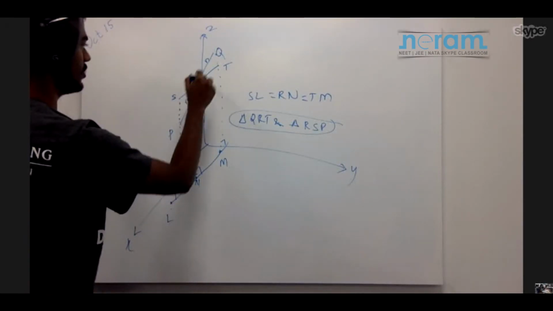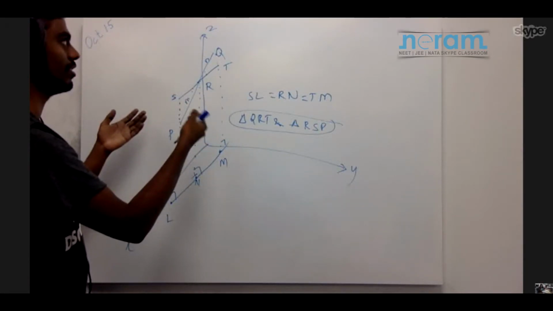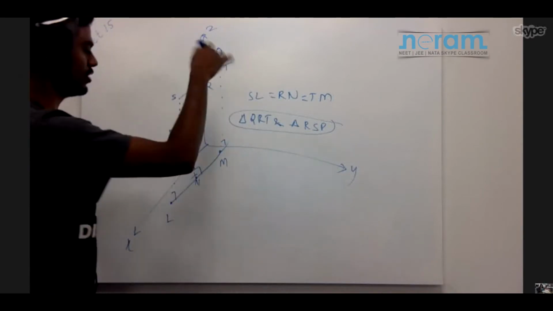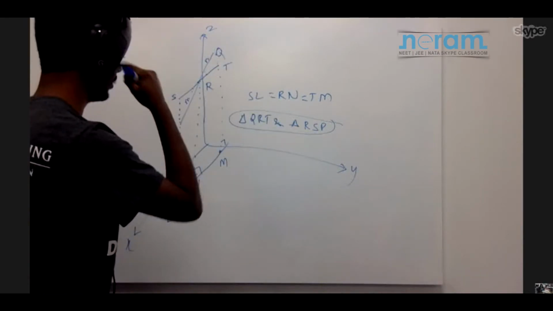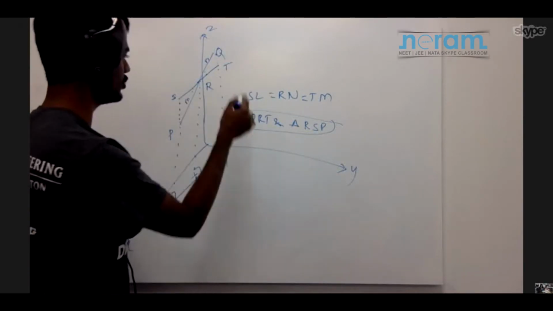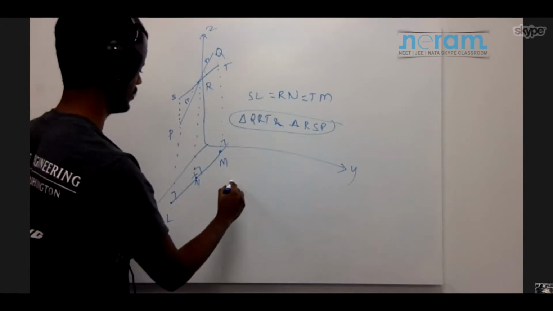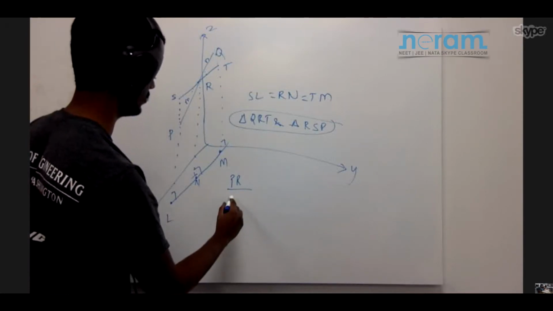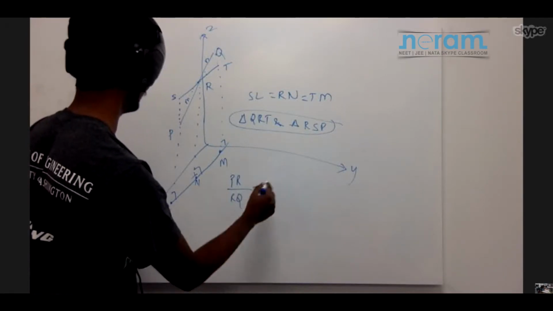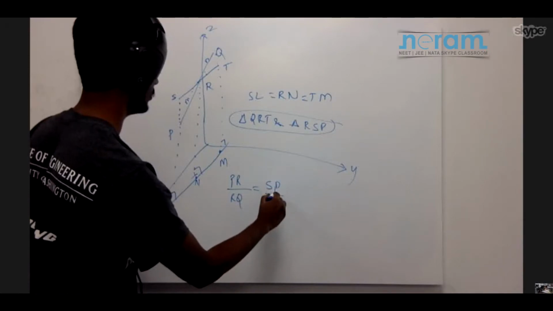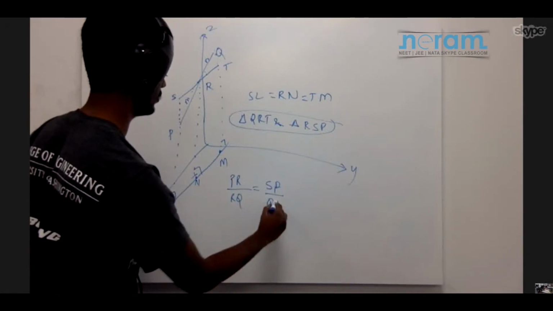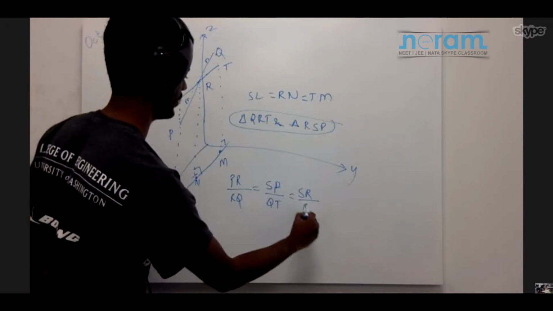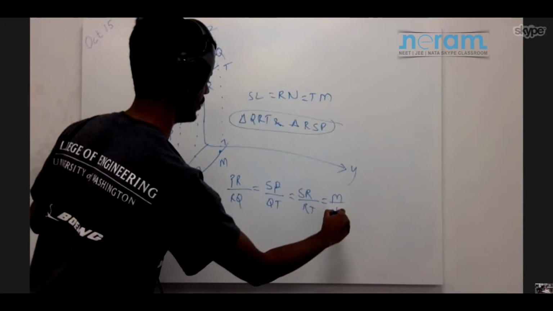Yeah, these two angles are opposite interior angles, I guess. So they have the same angle, so that's why they are similar. If triangles are similar, one property is that the ratio of sides will be the same, which is PR divided by RQ will be SP divided by QT, which is SR divided by RT. This should be M by N, yeah.